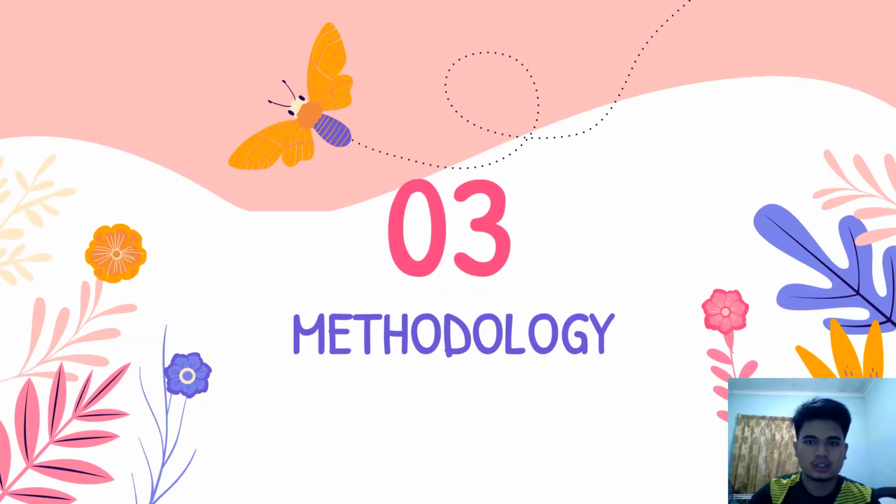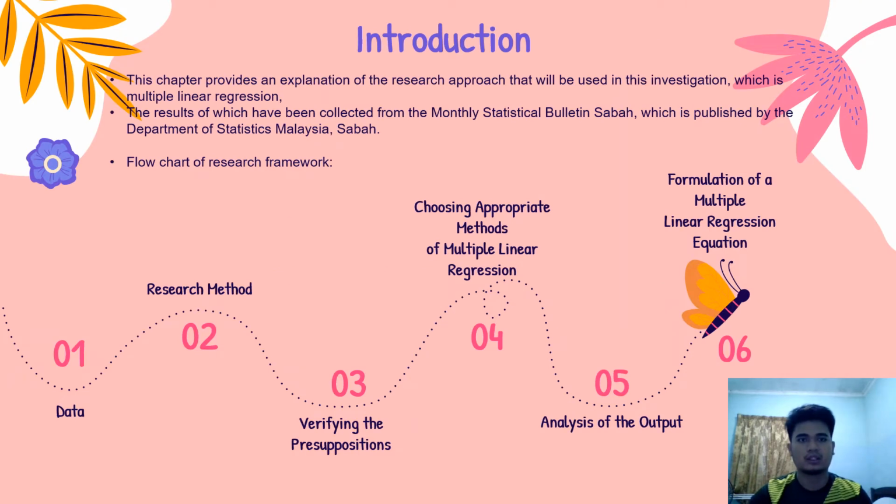In the methodology introduction, this chapter will provide an explanation of the research approach we use in this investigation, which is multiple linear regression, the data of which have been collected from the Monthly Statistical Bulletin Sabah, published by the Department of Statistics Malaysia Sabah. The flowchart we need to follow for this research: the first one is data.